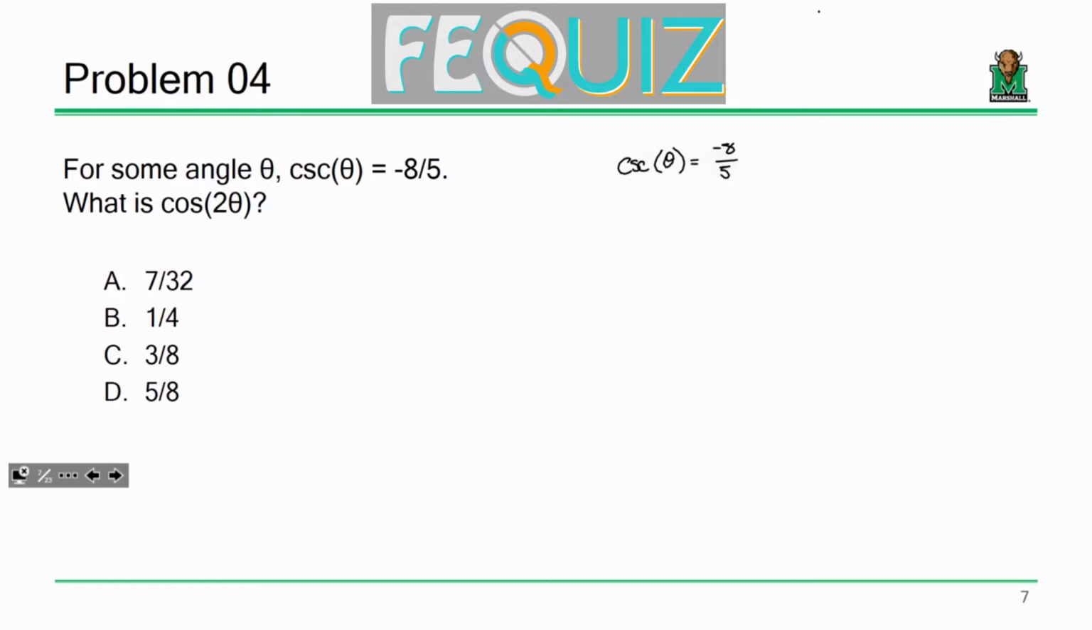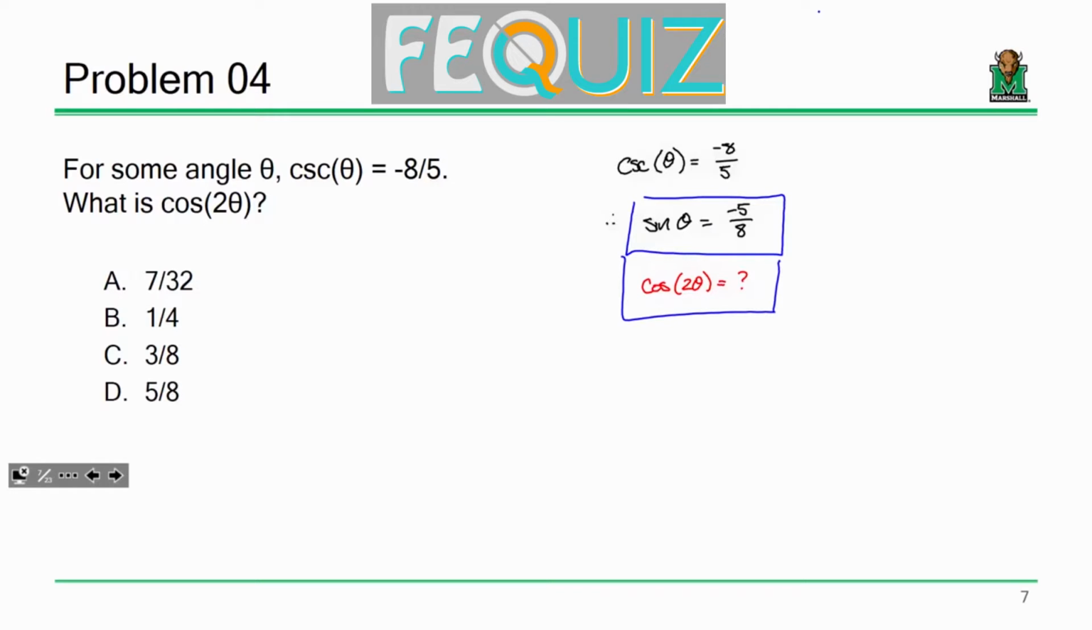One over sine. In other words, if I have the cosecant of theta is -8/5, I propose to you that the sine of theta is -5/8. Sound good? Now, I know this. What I'm trying to find is that. So how do I do that?